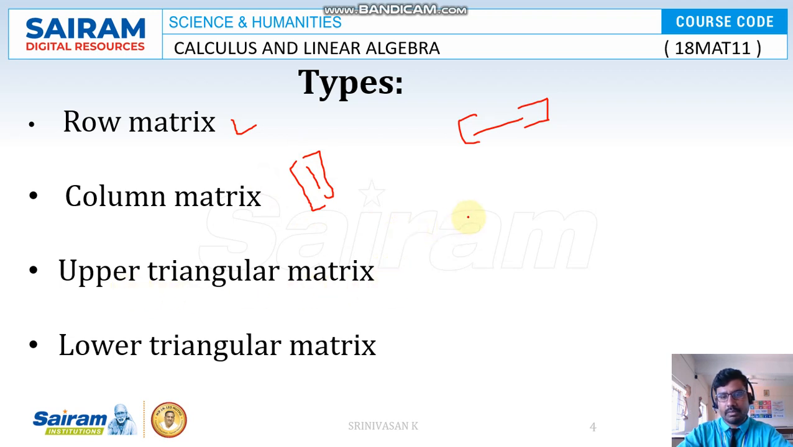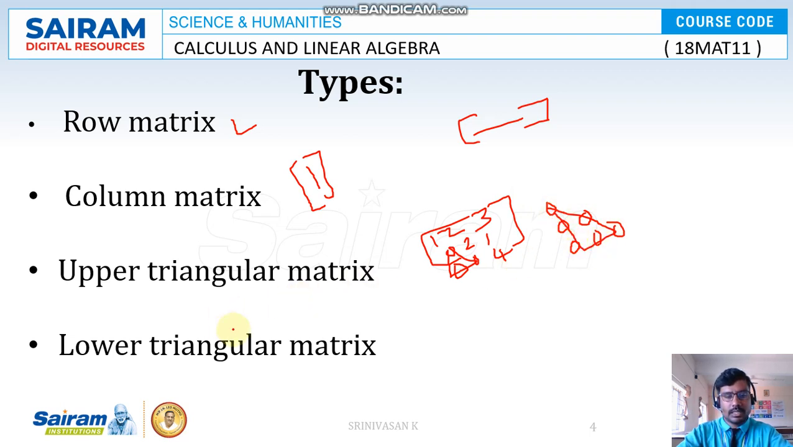What is the upper triangular matrix? For example, if it is a 3 cross 3 matrix, for example 1, 2, 3 and 0, 2, 1 and 0, 0. So this is called an upper triangular matrix. In the second row, the first element should be 0. In the third row, the first two elements should be 0. And in the fourth row, the first three elements will be 0. Then it is called an upper triangular matrix.